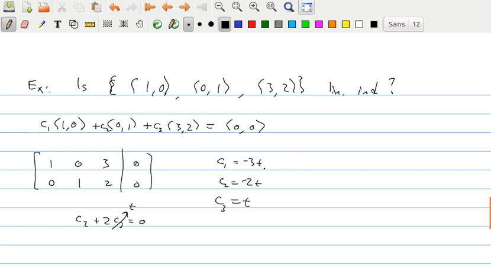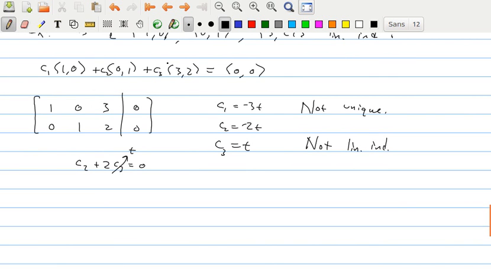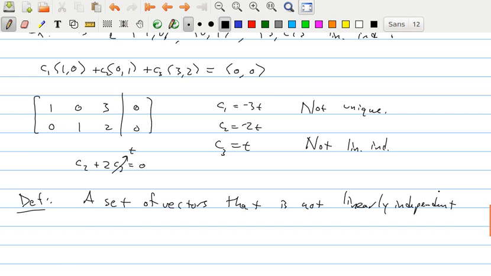So this says we've got this infinite family of solutions right here. So this gives us a non-unique solution. We can have an infinite number of answers for C1, C2, and C3 here. So this says that this set is not linearly independent. And this we'll have a follow-up definition here. A set of vectors that is not linearly independent is said to be linearly dependent. So hopefully that definition is not too deep. If it's not linearly independent, it's linearly dependent.